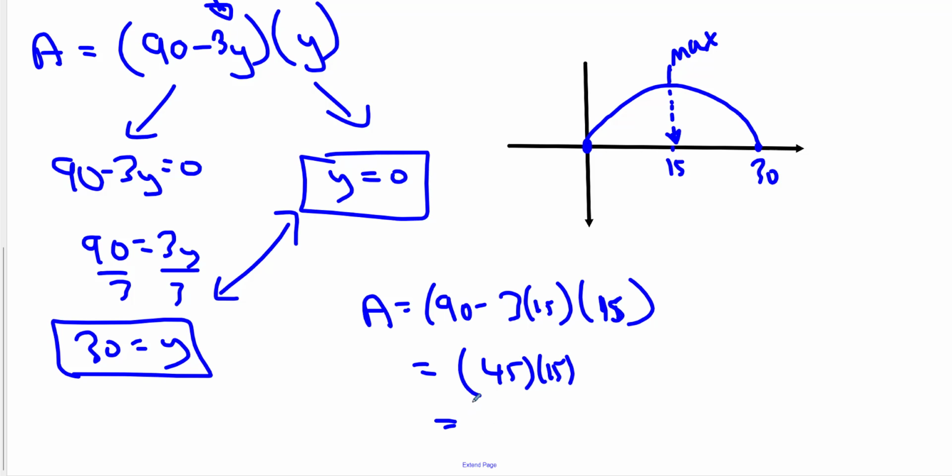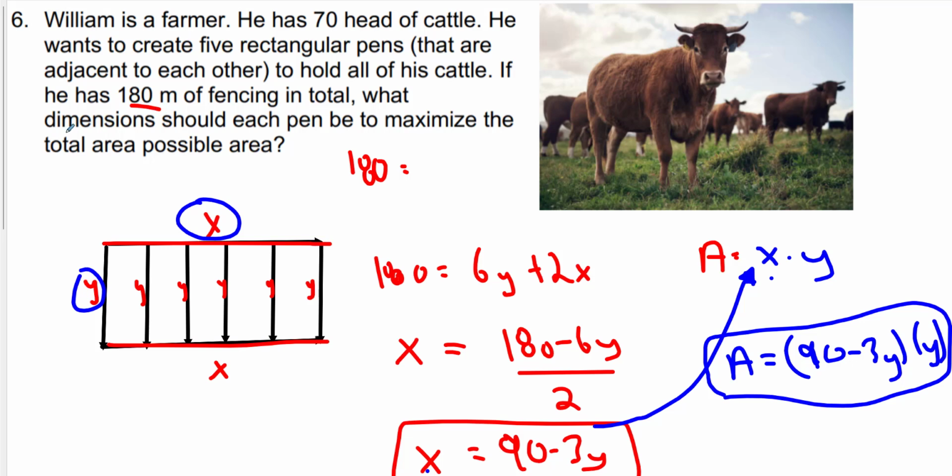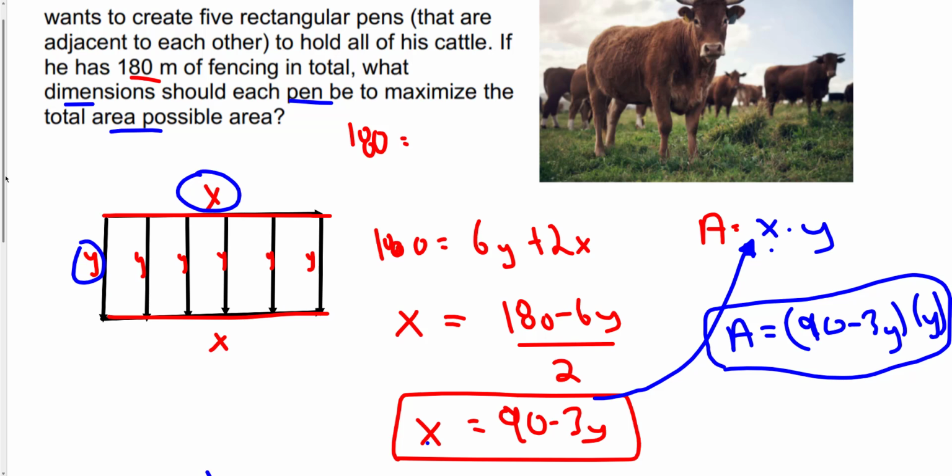450 plus 225, 675. Alright, so that's the area. So that is the maximum area. You got it? Alright, so let's go back to the question. What dimensions should each pen be to maximize the total area? So they're asking for the dimensions of each pen. So they're asking for x and y.